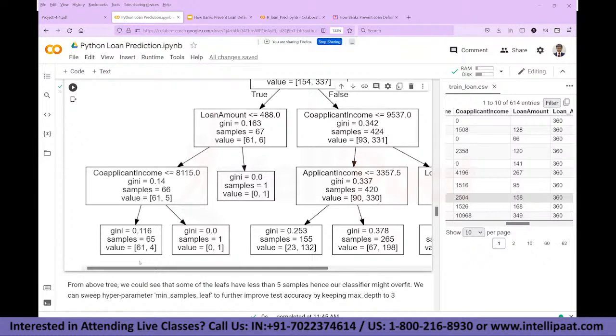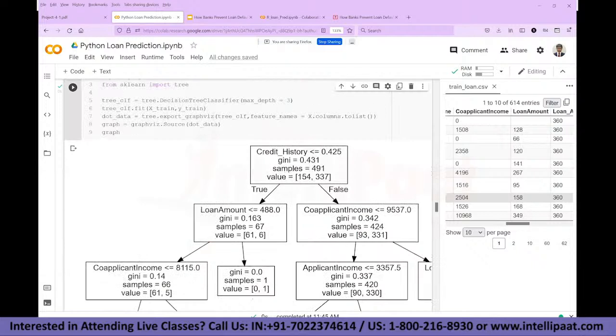So I can modify that parameter. Let's suppose from max depth 3, I put it at max depth 5 or max depth 8, right? And then I see whether I get an improvement in accuracy or not. So this is how the decision tree is trying to do it, and it does it based on the Gini index.